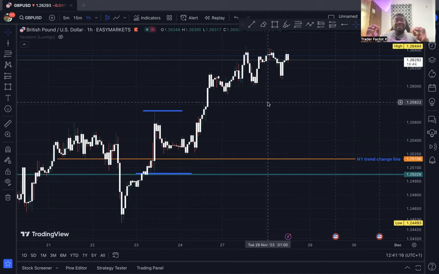Then scalping is where you want to get in and out of the market as quickly as possible. But that is very risky. So as a beginner, we advise that you go into day trading.